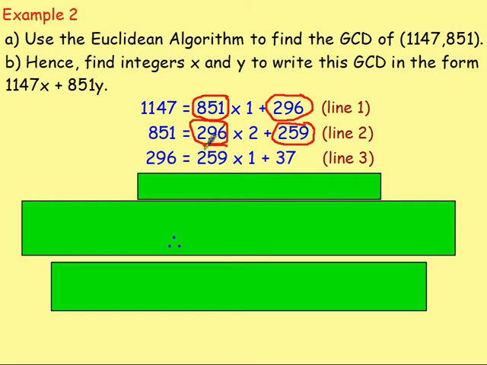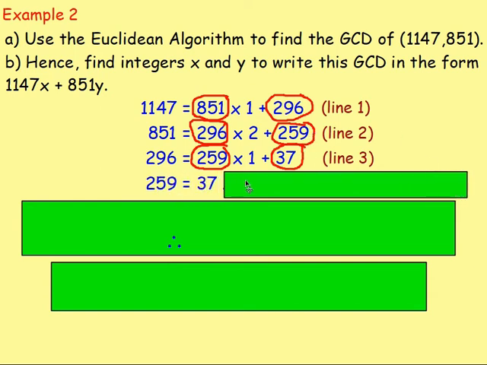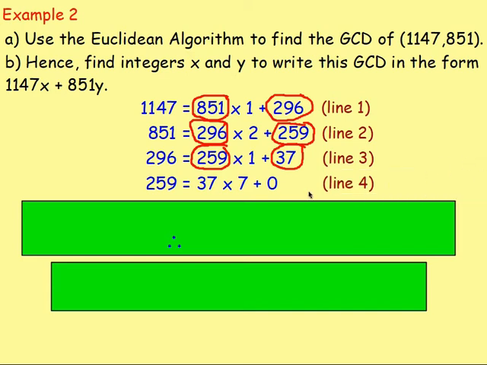We now take the 259 and we write that in terms of 37. So we will say 259 equals 37 times something plus a remainder. If you work this out, 259, if you divide that by 37, you end up getting 7 exactly, which means it's going to be 37 times 7 plus a remainder of 0. And we call that line 4.